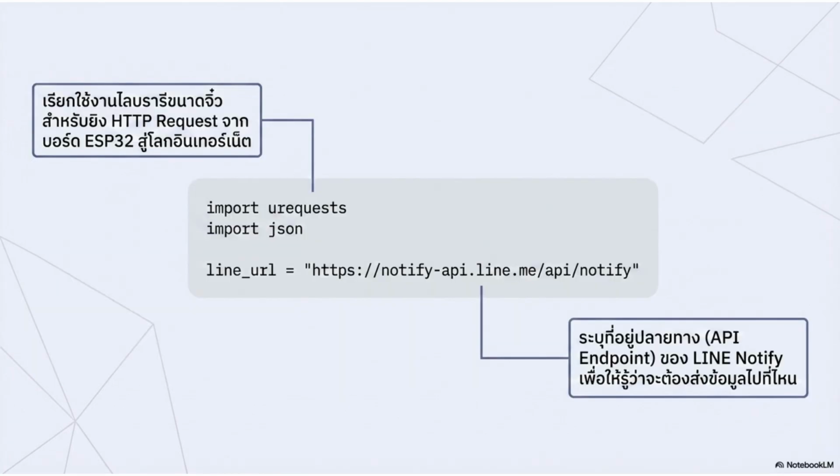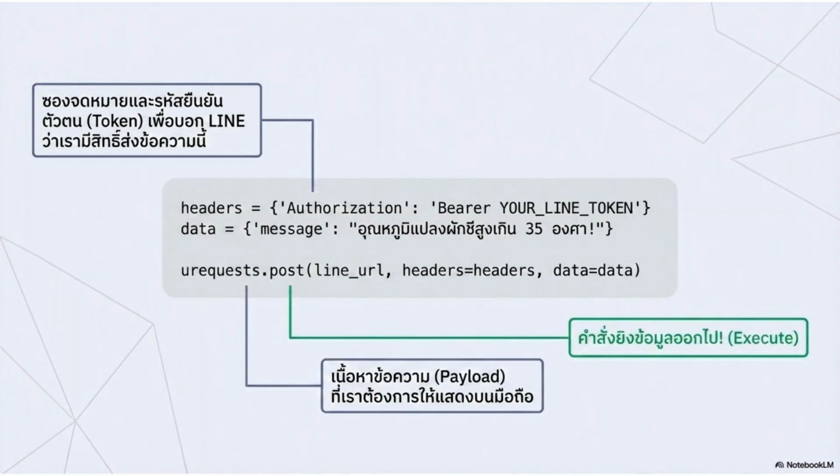To achieve this, we first import urequests and JSON libraries. We then define line_URL to specify the API endpoint of Line Notify, indicating where the data should be sent. Next, we include the token to authenticate the request, followed by the payload. Finally, the urequests.post command executes the request, sending the data.